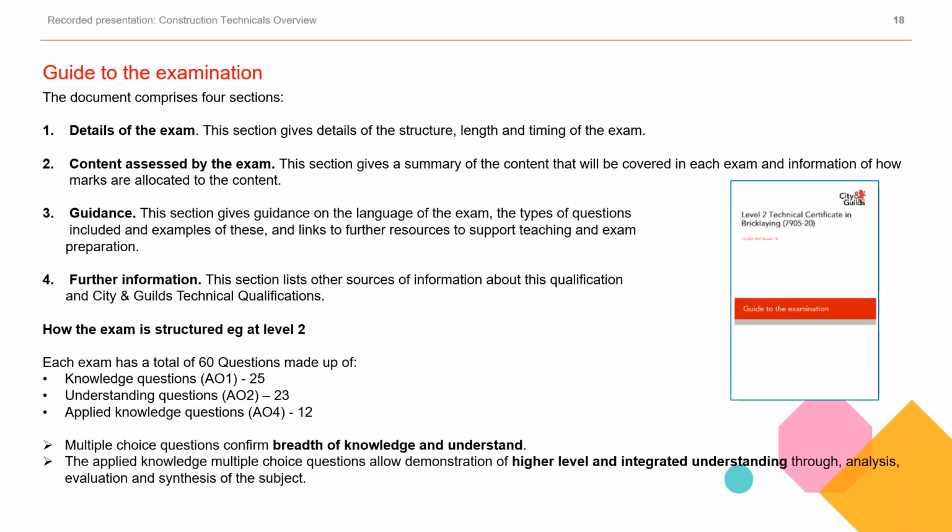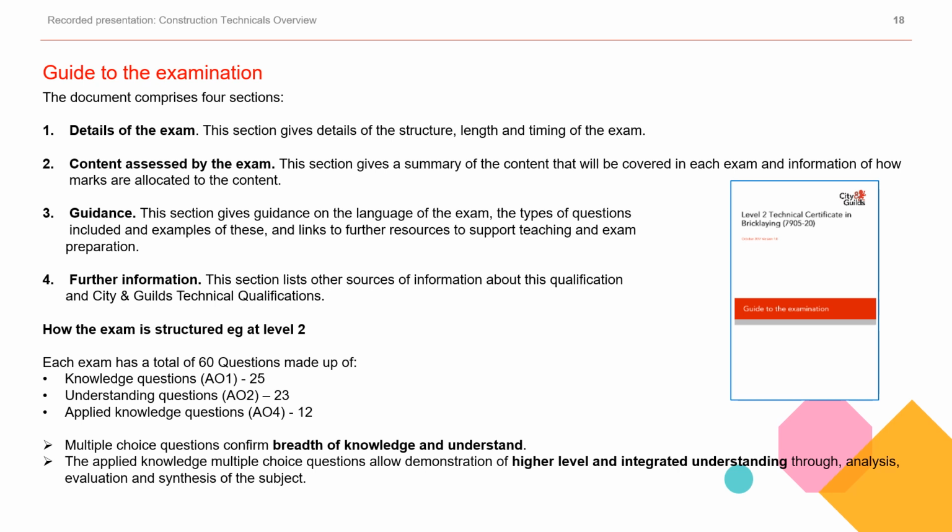So we've also produced an exam guide. Now this is different to each level, so level 2, level 3, and to each trade area. So it's specific to that particular qualification. What this gives you is details of the exam, length, timing, etc., the kind of contents of the exam, and some guidance on the language that is used in the exam and the types of questions you are likely to come across. So some general help and guidance there.